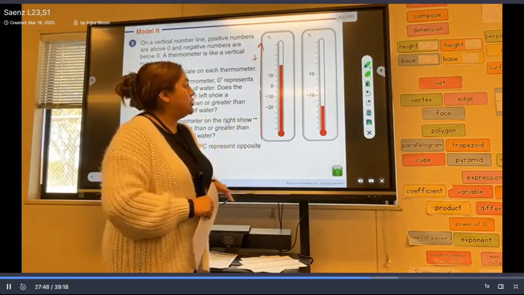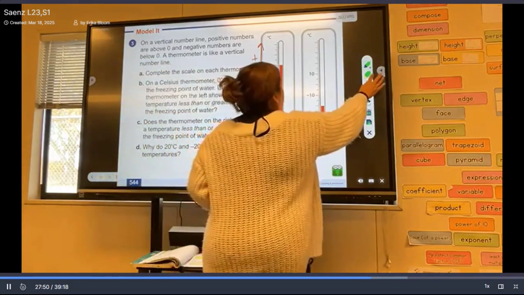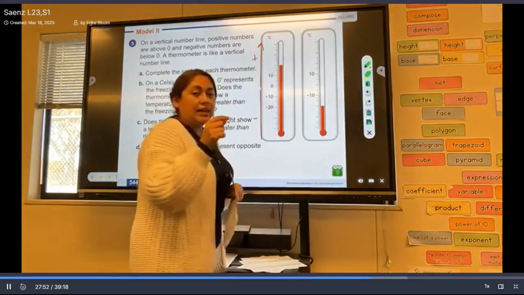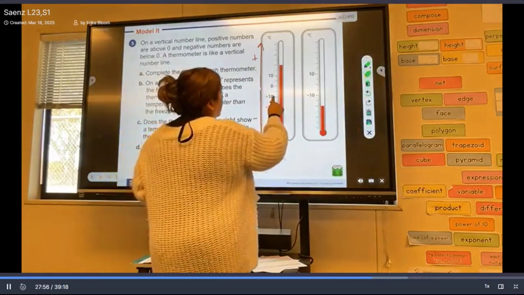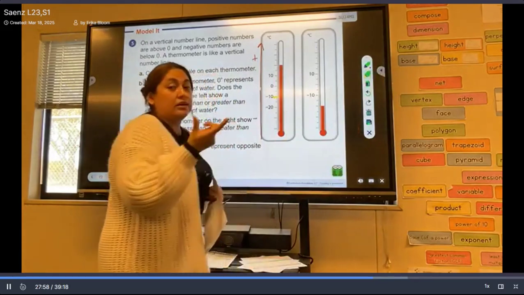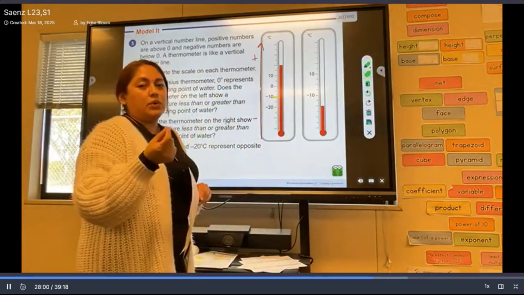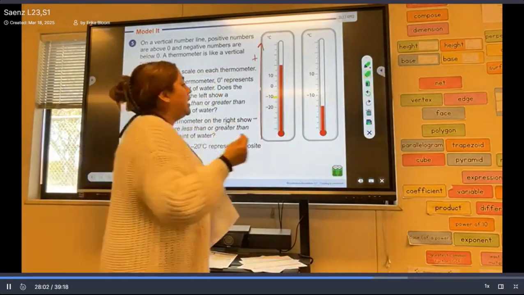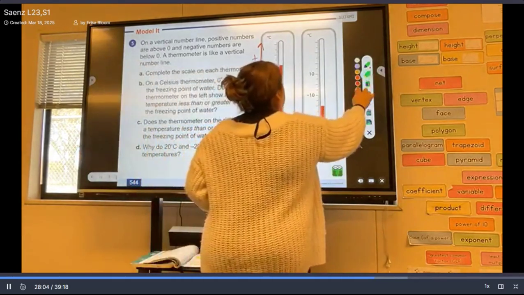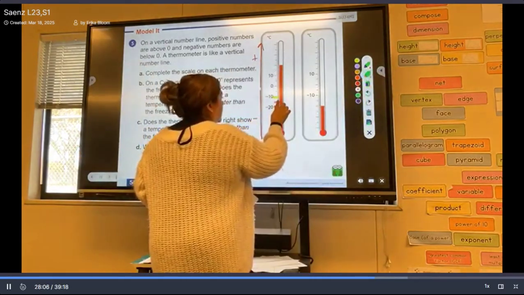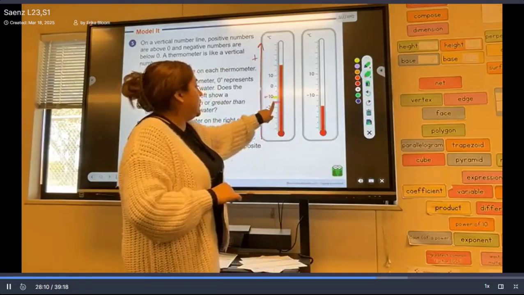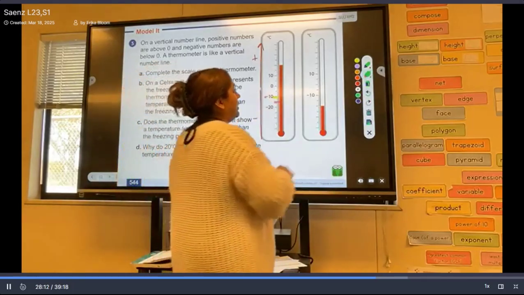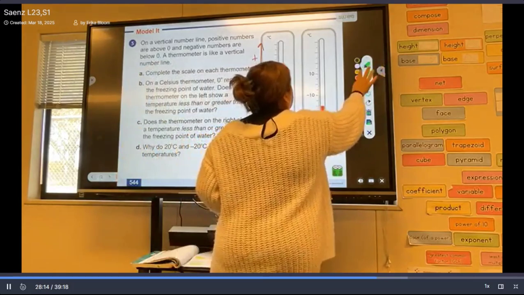The other thing I want you to notice is the length of the tally marks. The longer length is where you're going to put the numbers. The smaller lengths are like the halfway point between 10 and 20. So if you were to label pink, pink would be at 15, right?